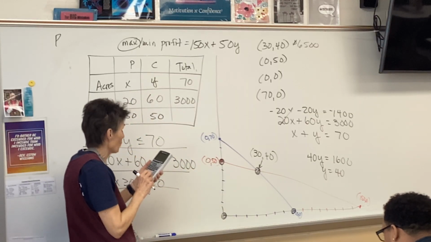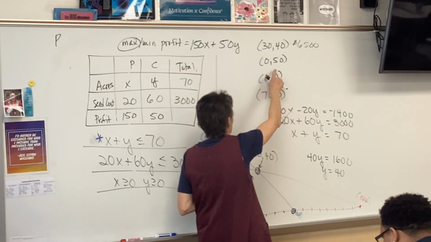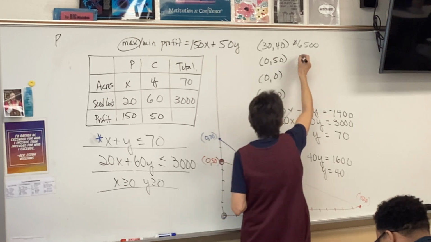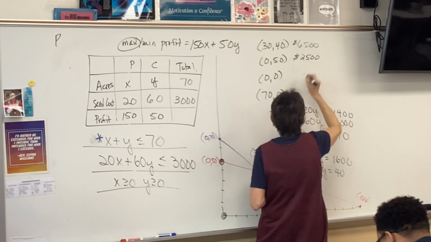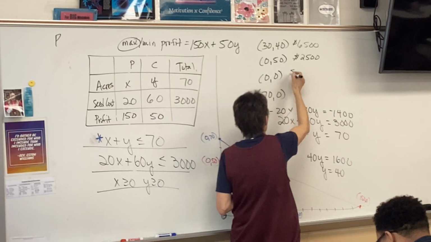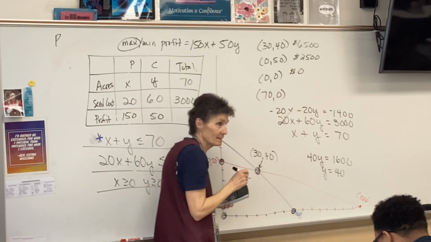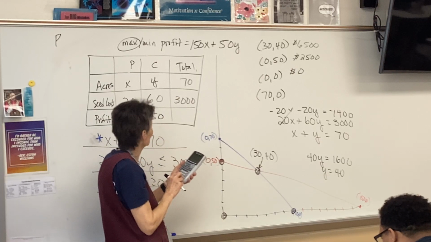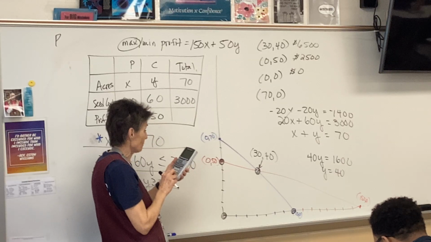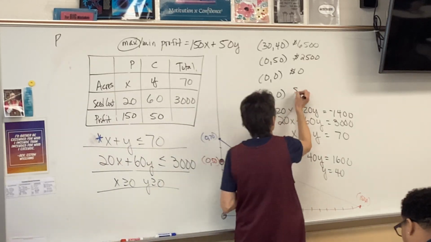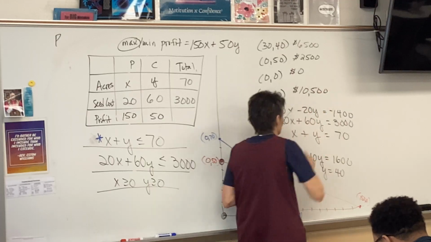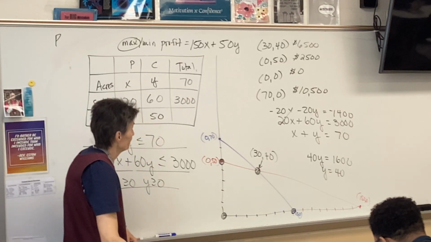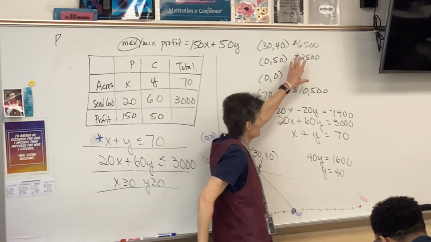What if I put it all in corn? If I do 50 acres of corn and no potatoes, that's only gonna be $2,500. Obviously, if I don't plant anything, I don't make anything, so that's my minimum. And what if I did it all 70 acres in potatoes? Wow. Everybody clear on where these numbers are coming from?